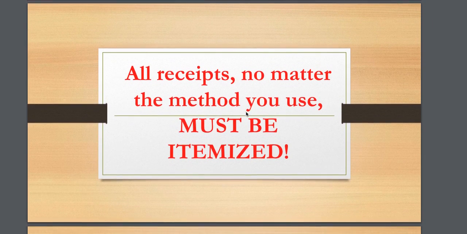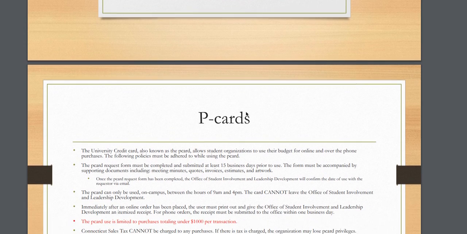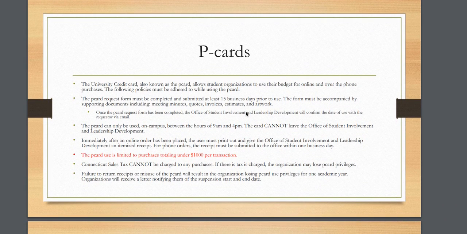And one more time, just in case you forgot, all receipts, no matter the method you use, must be itemized. P cards. So this is the way we want our student organizations to spend money. P cards is also known as the university credit card. So this can be used for anything that can be purchased online or over the phone. And we're at the point now that everything can be purchased online and over the phone. So if you are able to plan in advance, you can use a university credit card and no one from your organization will ever have to come out of pocket.